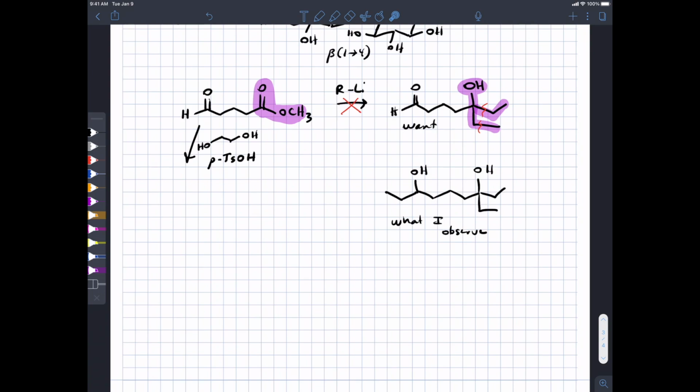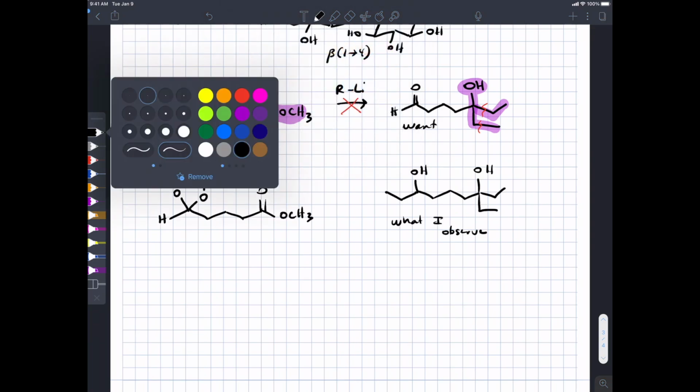It turns out under these conditions, you can make the acetal without messing with the ester. The ester is stable to acetal forming conditions. So you could make this acetal where the two OH groups from the alcohol are both attached to each other. You make that acetal first.